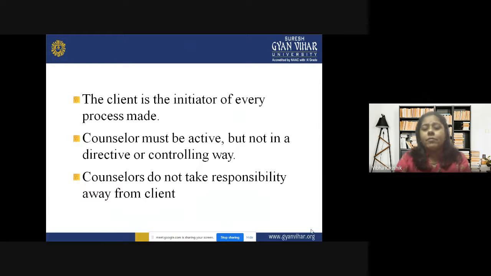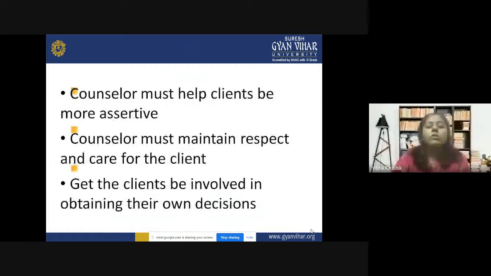The counselor must be active, but not in a directive or controlling way. He must be actively involved, but not in a directive or controlling way. The counselor does not take responsibility away from clients. The counselor must help clients to be more assertive. The counselor must maintain respect and care for the client. Let the clients be involved in obtaining their own decisions; it is the role of the therapist to involve their clients in making their own decisions.